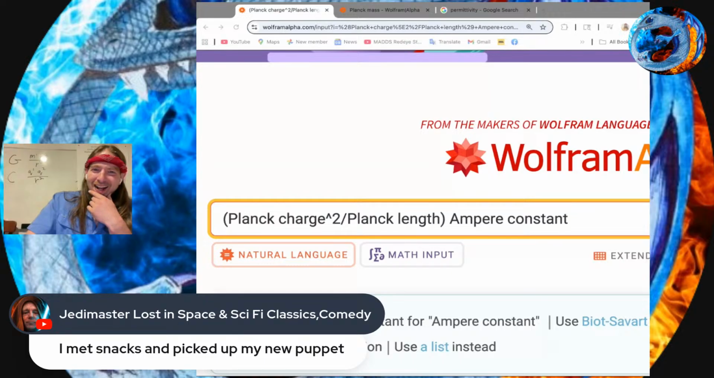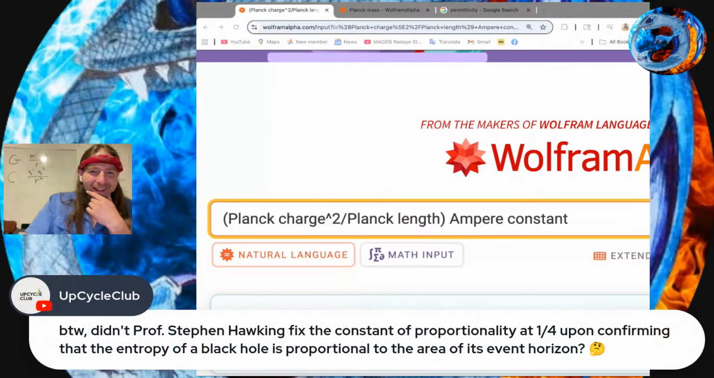God. Let's see. Okay, Upcycle's saying, wait a second. By the way, then Professor Stephen Hawking fixed the constant of proportionality at one-fourth, confirming that the entropy of a black hole is proportional to the area of its event horizon. That is, I believe, what he had. I literally read that earlier, just because the Wolfram Institute was going over something.